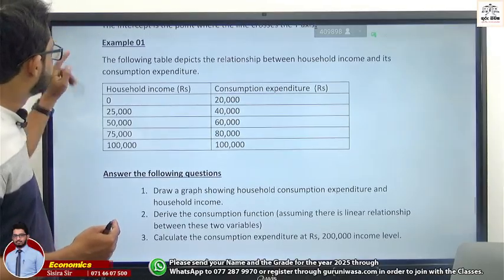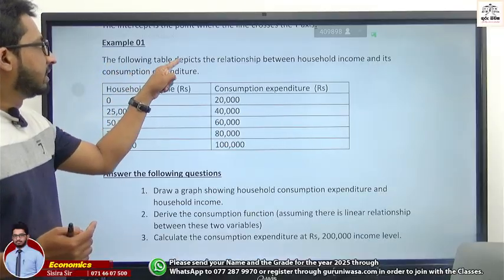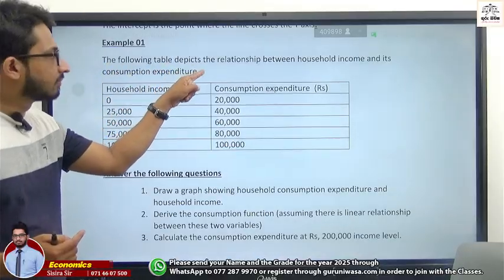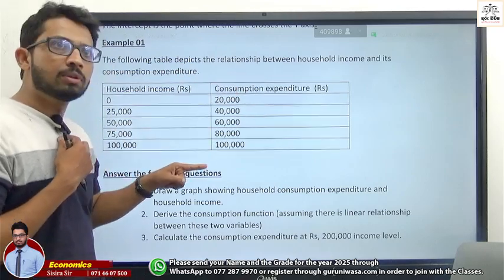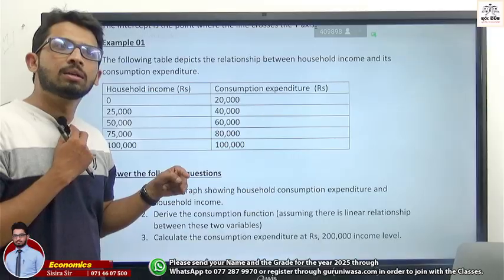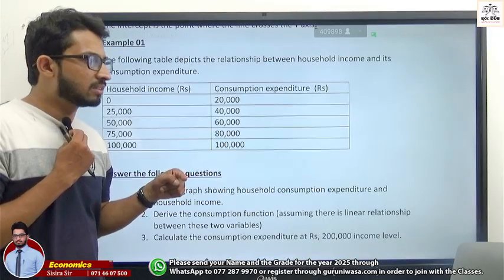Example number 1. The following table depicts the relationship between household income.